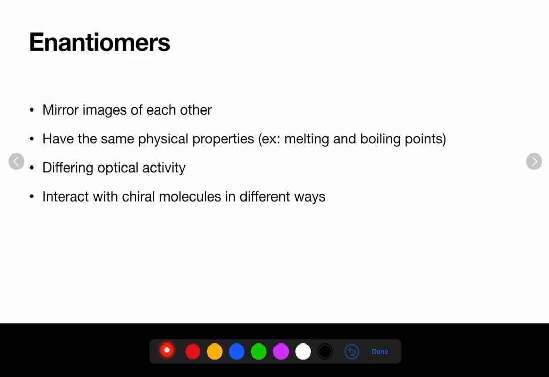It can be hard to tell these molecules apart because they have the same physical properties, like melting and boiling points, for example. However, they do have different optical activity. These chiral molecules rotate light that hits them, and enantiomers rotate light by the same magnitude, but in opposite directions. So one of the enantiomers will rotate it to the left a certain amount, and the other will rotate it to the right that exact same amount. Enantiomers also interact with other chiral molecules in different ways.